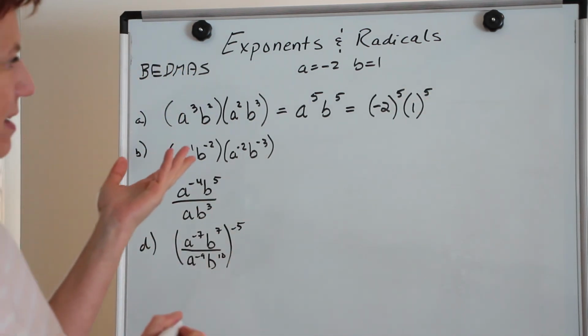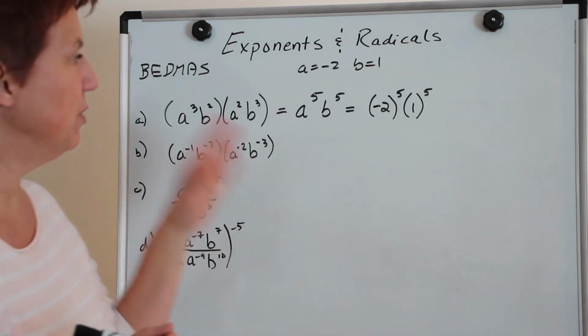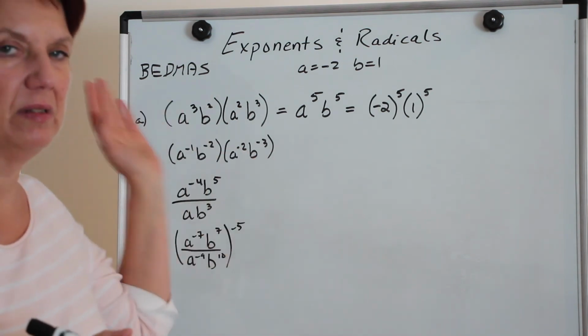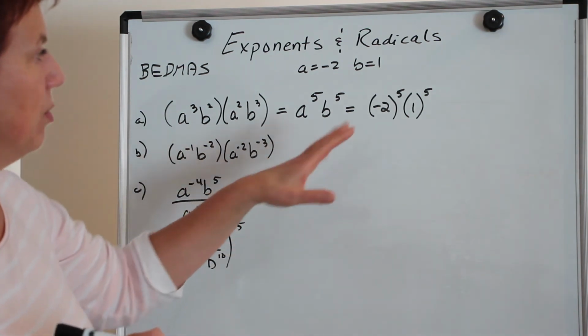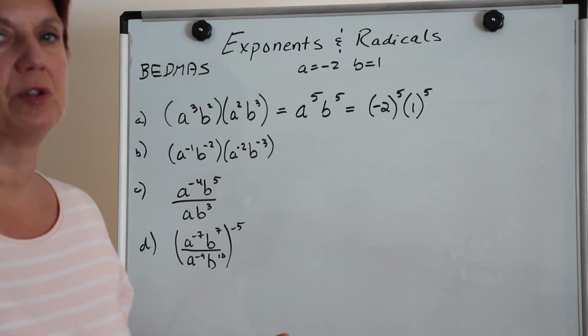So really the b is absolutely irrelevant here. You could skip working with that b throughout this entire thing, because no matter what power of b we end up with, it's always going to be 1 to some power, which is always just 1.